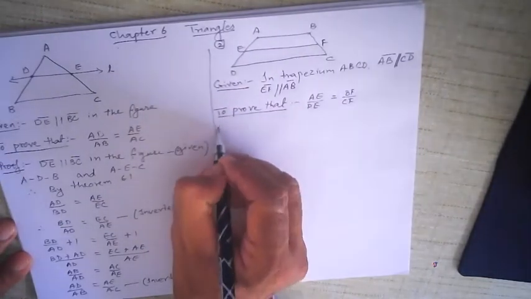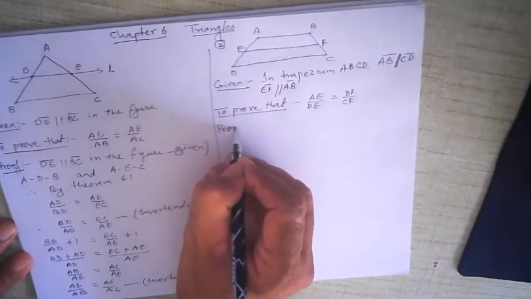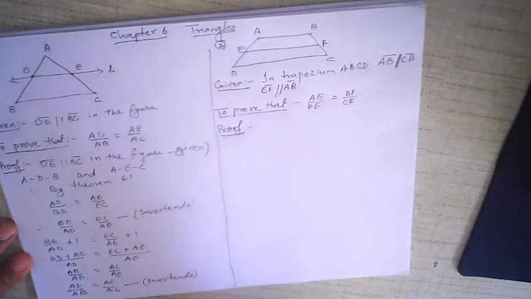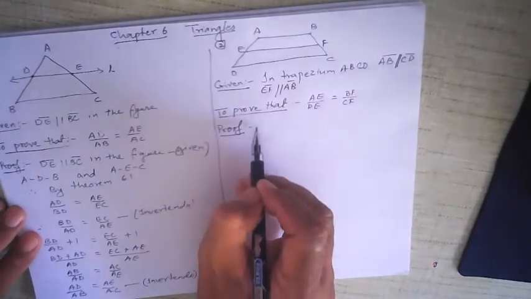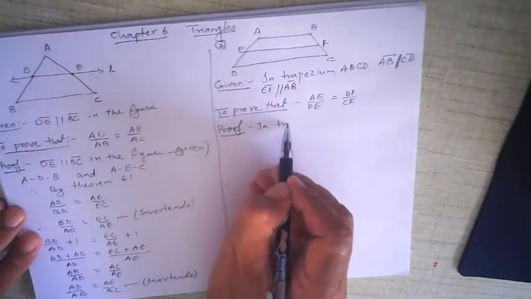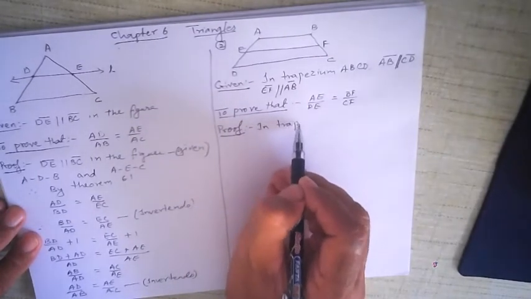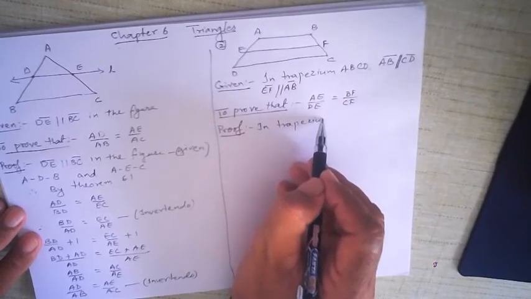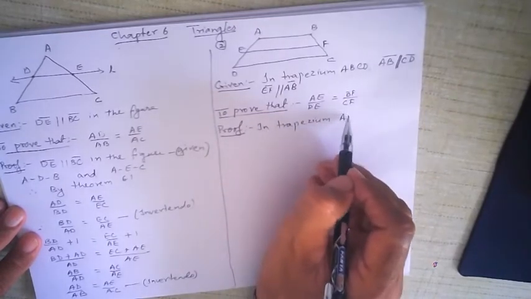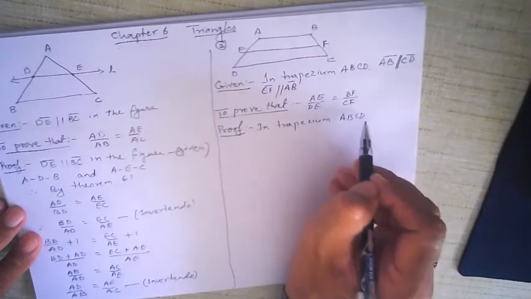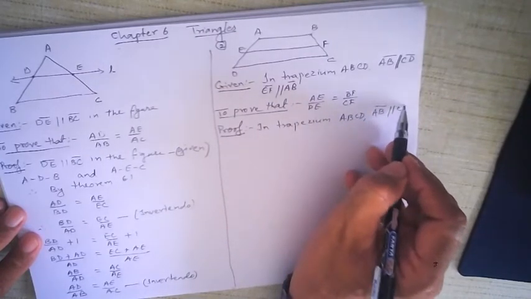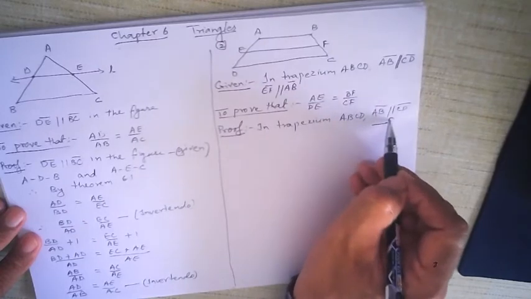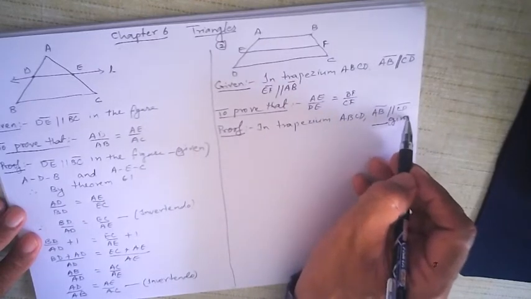Once again, proof. Always follow this pattern. When you solve riders in geometry, this is the way to solve them. Begin with what is given. In trapezium ABCD, AB is parallel to CD. Now this is a fact which is given, so I am writing given.